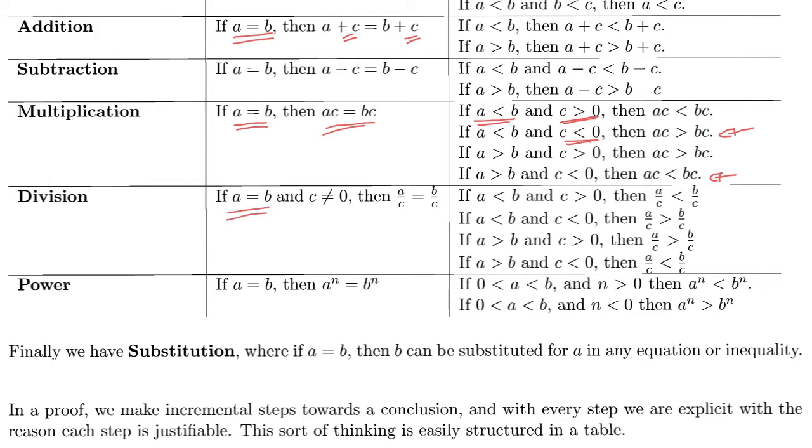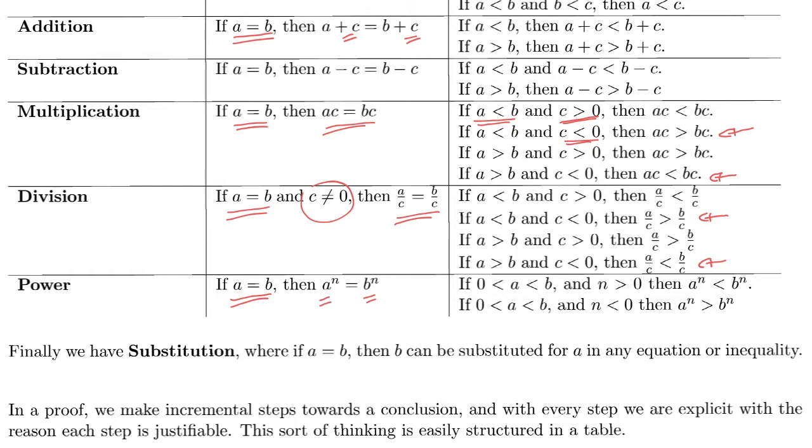And again, our division. If A is equal to B, we're assuming that, then I can divide both sides by C, assuming, of course, that C isn't equal to zero. And then we get a similar sort of thing here. If C is less than zero, as it is in both of these cases here, it changes the direction of the inequality. And finally down here, if A is equal to B, then if we raise both sides to the same power, that will maintain equality, okay?